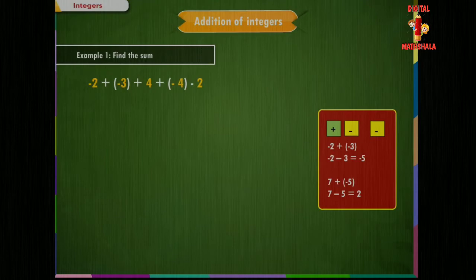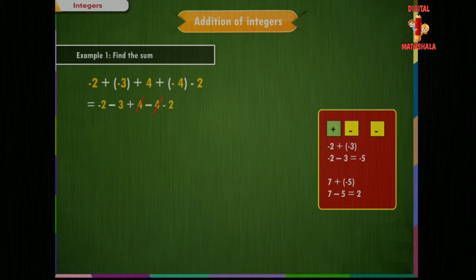Let us solve this problem stepwise. Step 1. Look for double signs. If there are any double signs, then remove that first. This becomes -2, -3, +4, -4, -2. Step 2. Look for opposite numbers. If there are any opposite numbers, then cancel that out. We see that -4 and +4 cancel each other as they are opposite to each other.